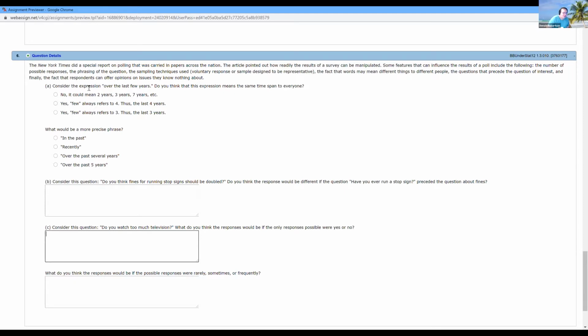Now, consider this expression. Over the last few years, do you think that this expression means the same to everybody? No. For some of you, it might mean that. For others, this. So it could mean different things. So I would say no, so that would be the end of that question. What would be a more precise phrase? How about something with a number over it?